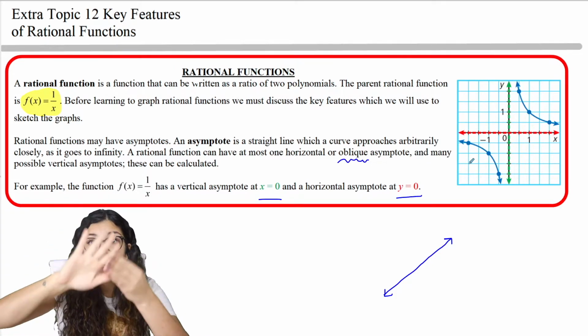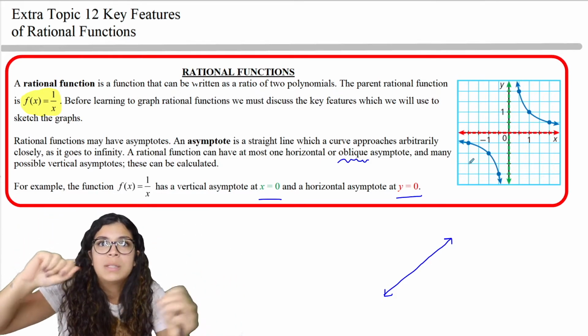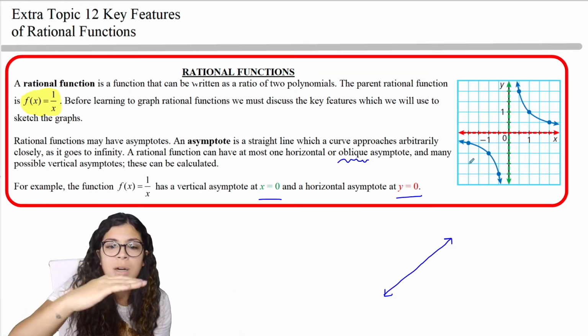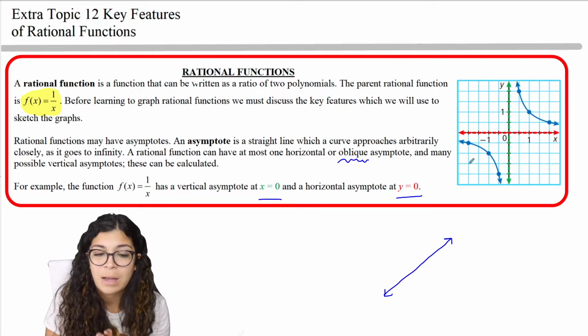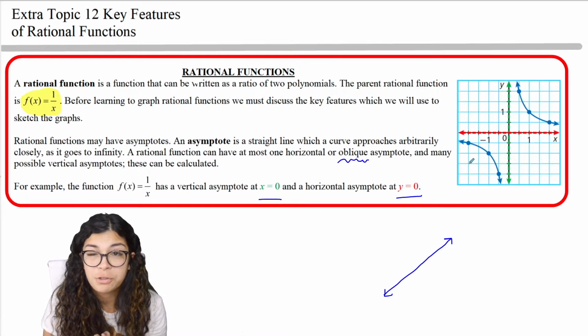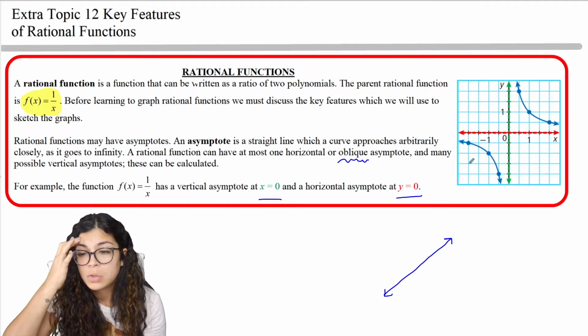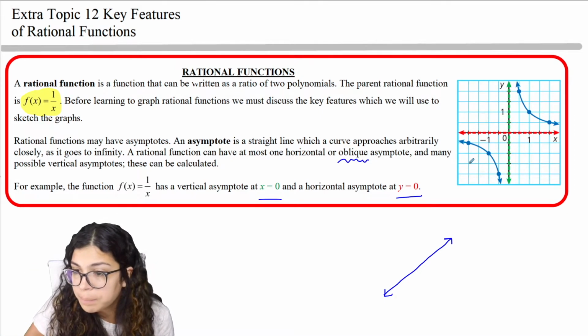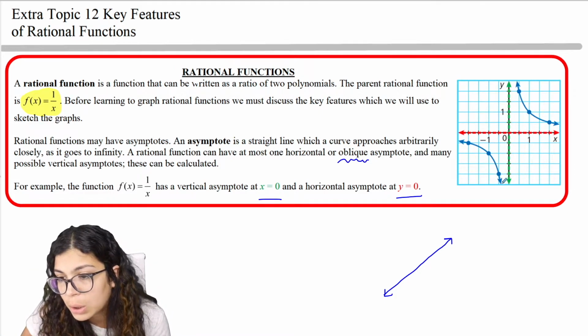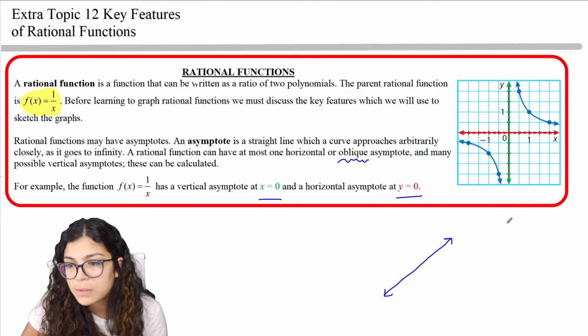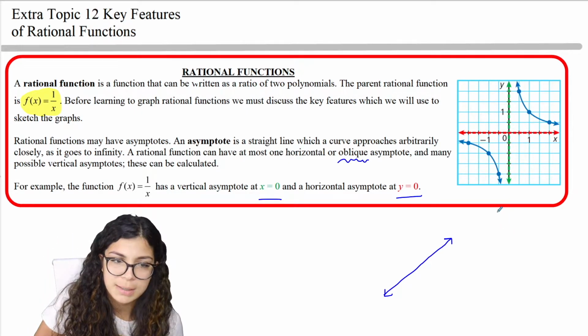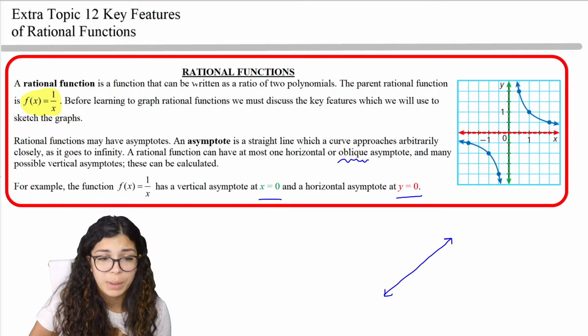If you were to infinitely zoom in, you would see that it's getting closer and closer, but it never actually touches it or crosses it. So same thing on this side. It is getting closer and closer to this vertical asymptote, but it's never actually crossing it. So that's what an asymptote is.